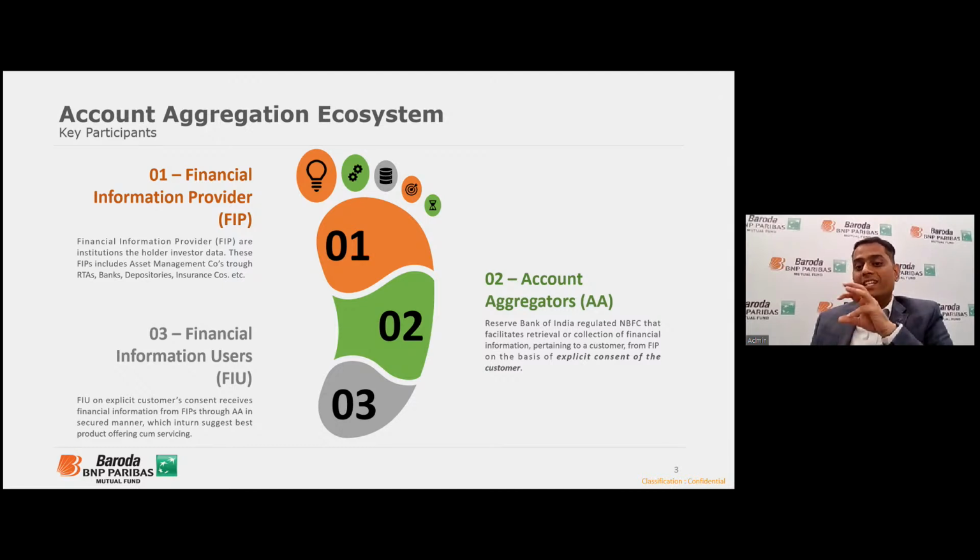The second key consumer, if I may say so, of this information is the financial information users. And these are again with the customer's explicit consent. They would be consuming this information in a very secure manner, and in turn would be suggesting the best product offering and servicing. So their objective would be twofold.